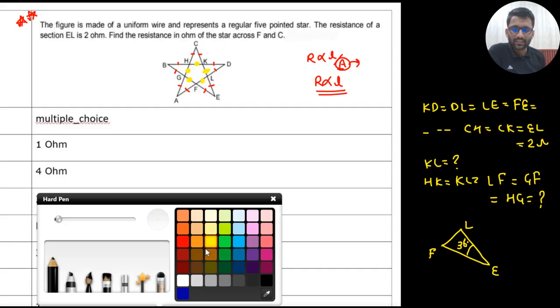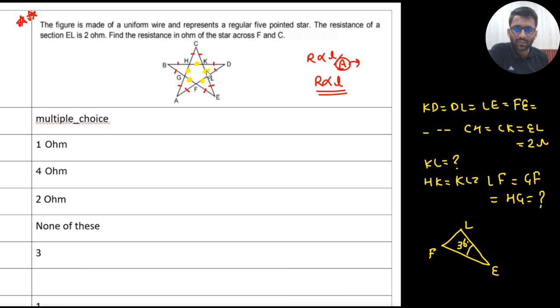So what did we get to know? For these the resistance is 2R by 3. For these the resistance was R, for these the resistance was 2R by 3. So KL is 2R by 3. This also 2R by 3. Now what you need to find? You need to find the resistance between F and C. This is your C and this is your F.